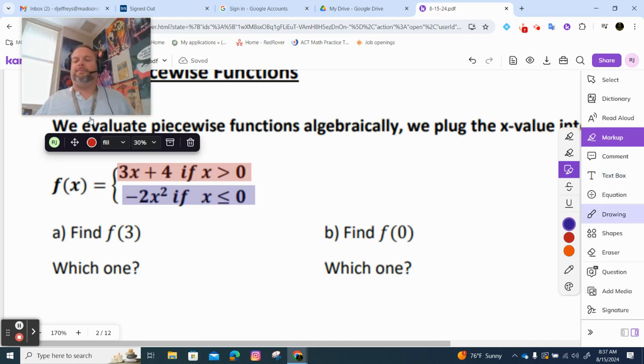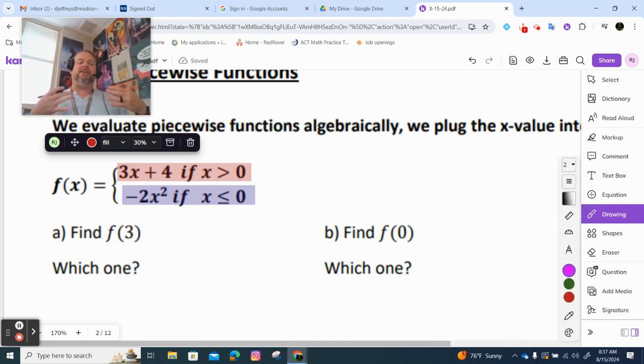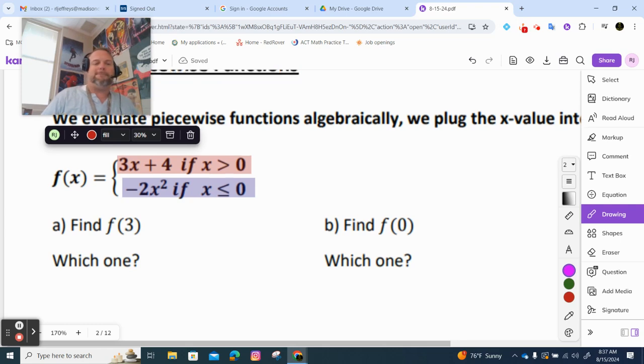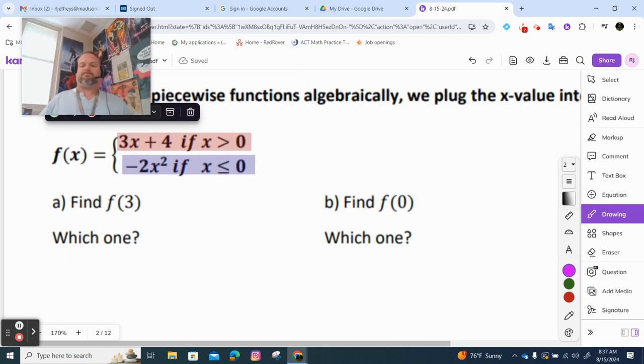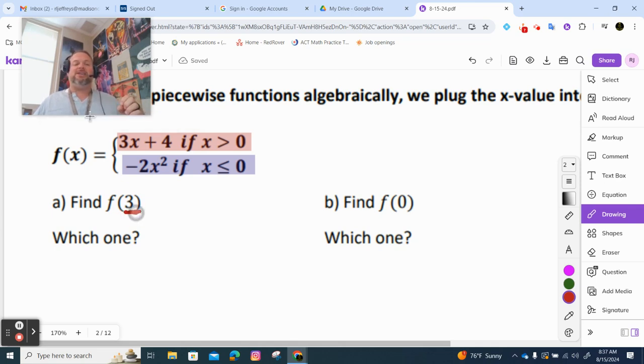All right, and it's negative 2x squared if x is less than or equal to 0. Now, right here, it says find f of 3. And the question below it says which one? Is 3 greater than 0 or less than or equal to 0? Greater. So we're going to plug it into this one.